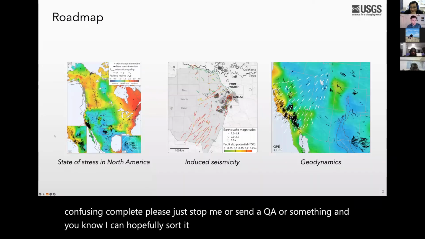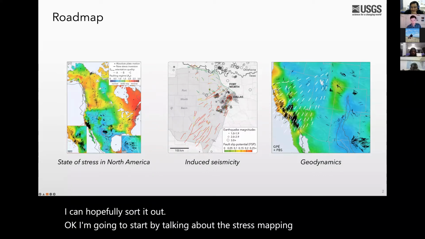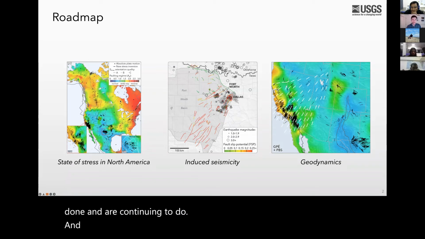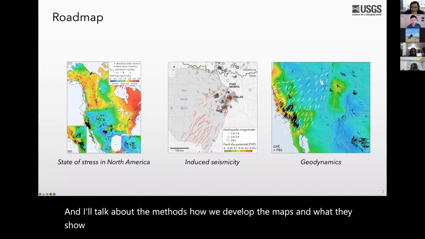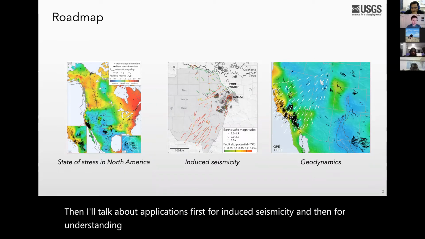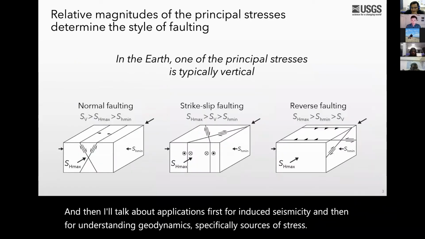Okay, I'm going to start by talking about the stress mapping that we've done and are continuing to do, and I'll talk about the methods, how we develop the maps, and what they show. This work has been done for the continent of North America. Then I'll talk about applications, first for induced seismicity, and then for understanding geodynamics, specifically sources of stress. Okay, about the stress mapping.